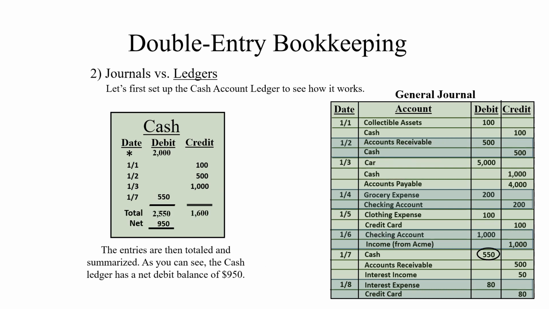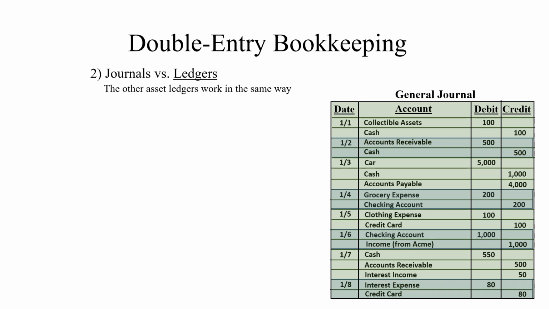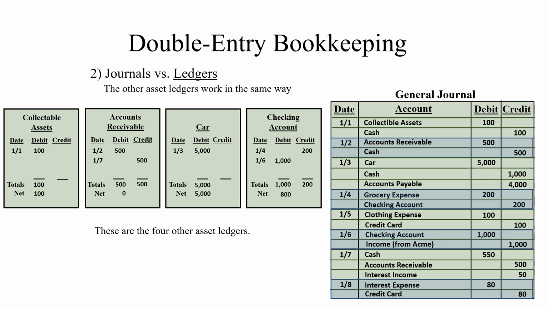At the end of the accounting period, these entries are then totaled and summarized. As you can see, the cash ledger has a net debit balance of $950. That was computed by subtracting the credits from the debits. All of the other asset ledgers work in the same way. And here they are. Notice that there are no carryovers from the previous accounting period. At this point, you might pause the video to make sure you understand where each of these numbers come from.